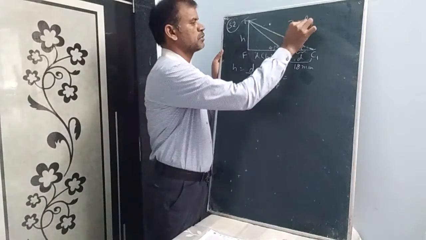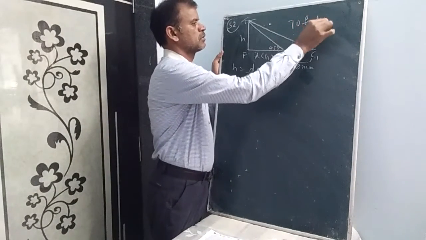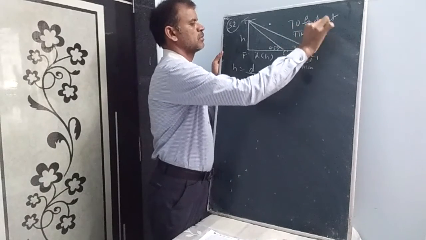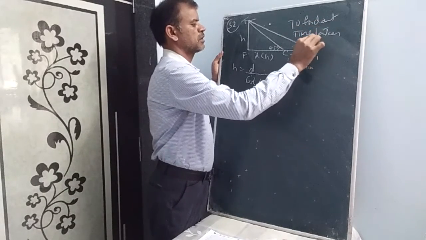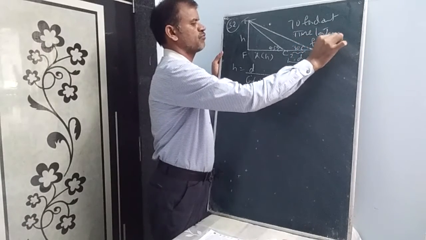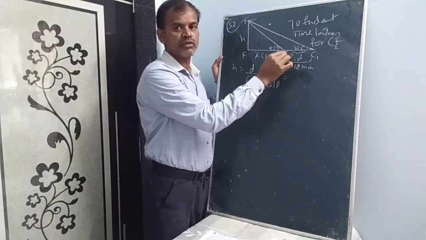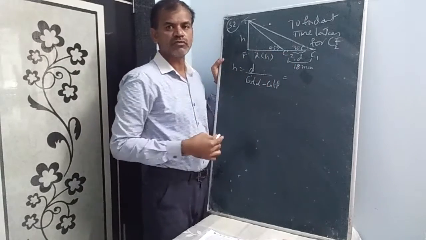To find out the time taken for CF, C to F, I am writing. So the second position of the car to reach the foot of the tower.